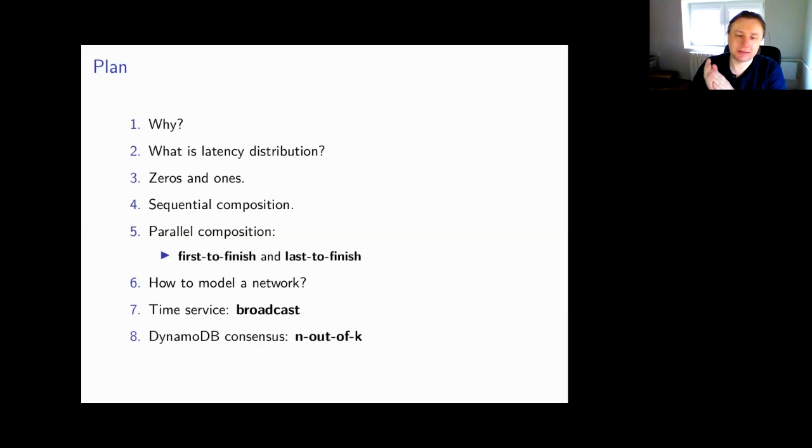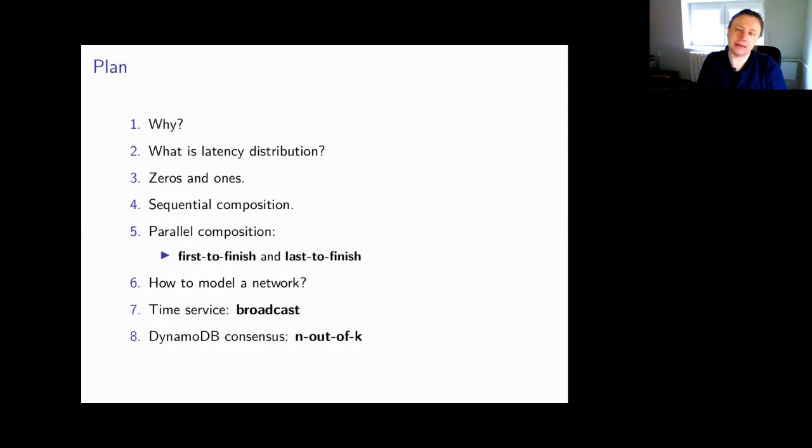So the plan of this presentation is that I told you why we want to use latency distributions as a general model for distributed systems for both computational and networking components. Then we say how to implement very simple latency distributions. We tell how to manage the sequential compositions.